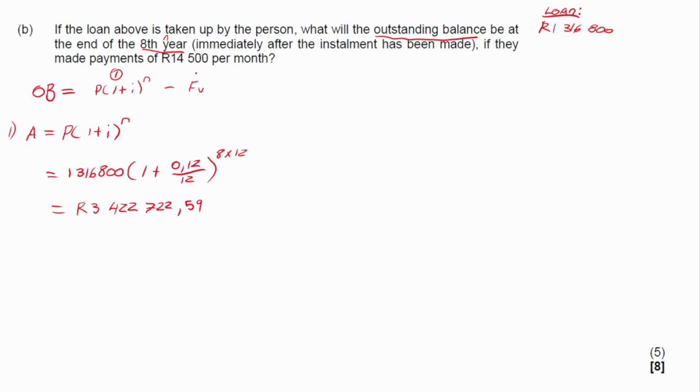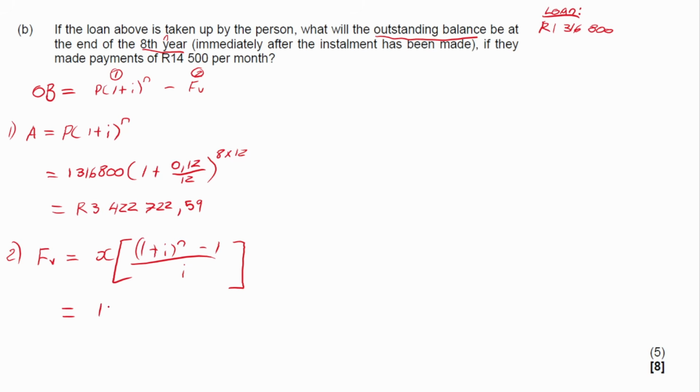So that was part 1. This is my second part. So for part 2, I have to do future value of payments. So future value is given by this formula: 1 plus i to the n minus 1 over i. That's the value for future value of payments.